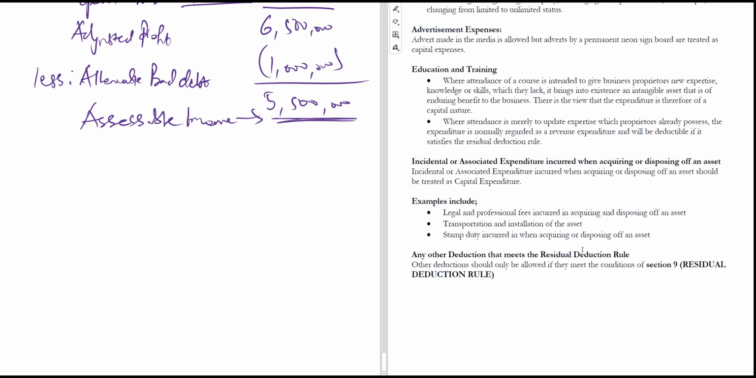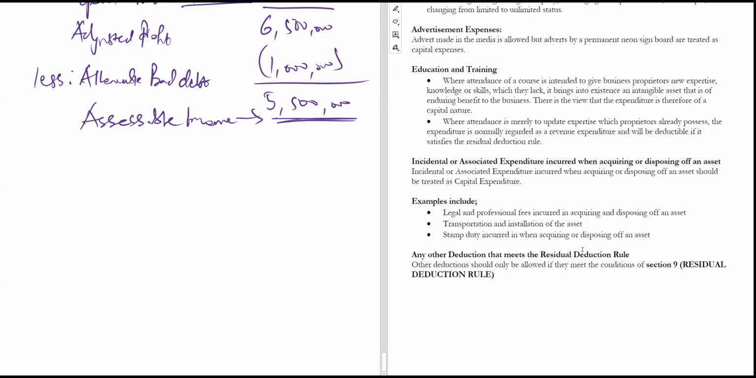Okay, so when the attendance is merely to update your expertise, which proprietors already possess, the expenditure is normally regarded as revenue expenditure and will be deductible if it satisfies the residual deduction rule. It was wholly, exclusively, and necessarily incurred in relation to what? The generation of income in your business. Please remember this. Now, there may be some incidental associated expenditure incurred when disposing of an asset, okay? So the incidental associated expenditure when acquiring or disposing of an asset should be treated as capital expenditure. This one we know already, right?